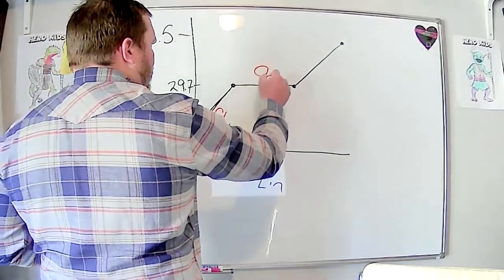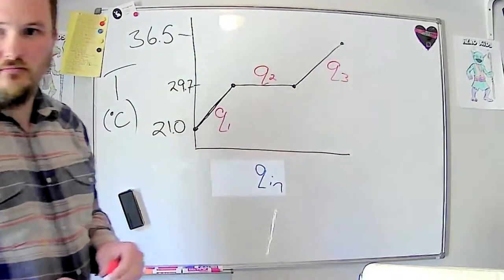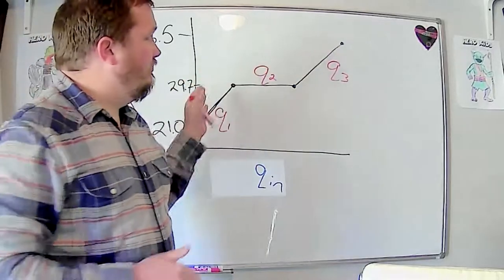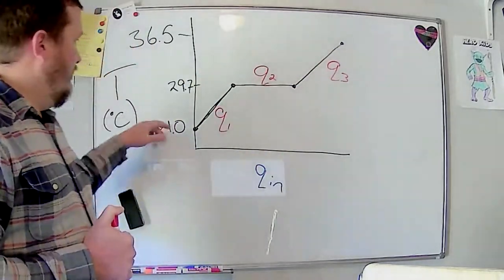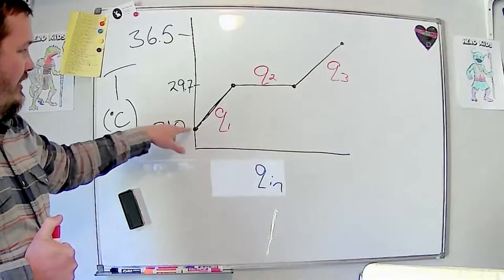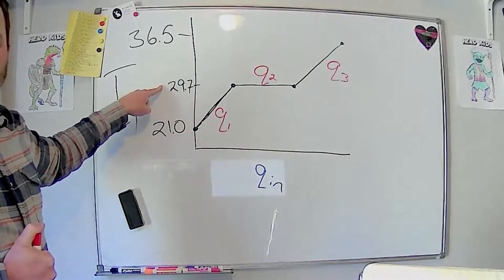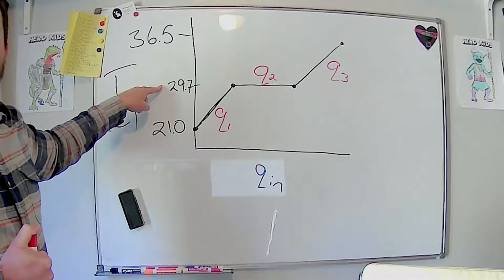So we're going to break it down into Q1, Q2, and Q3. And once we've broken it up into those chunks, each one of those chunks is not so bad on its own. Q1 is the energy required to heat up gallium from 21 Celsius up to 29.7. So we've got a delta T, and we're given a mass, and you're given a specific heat.